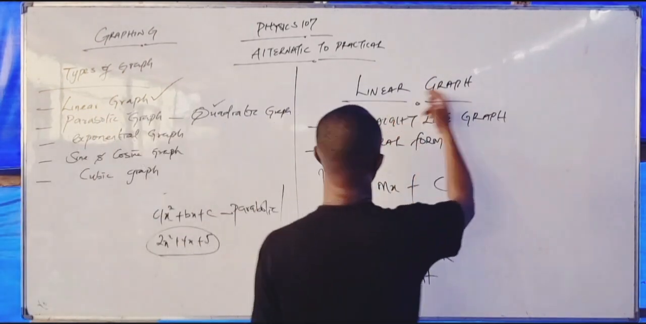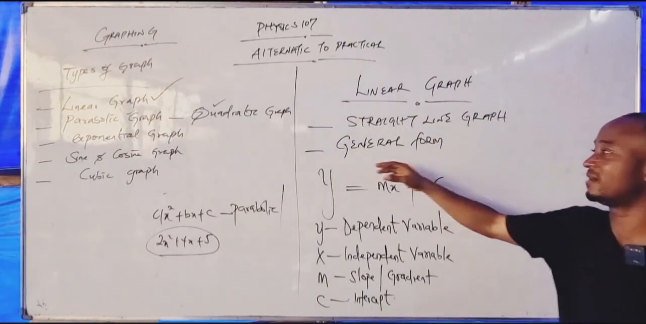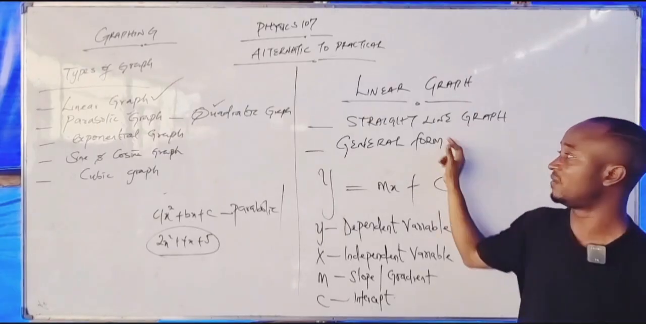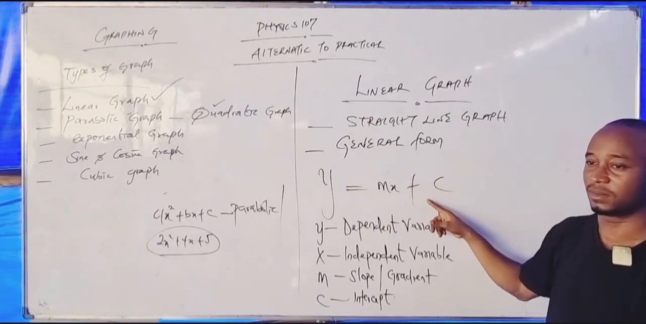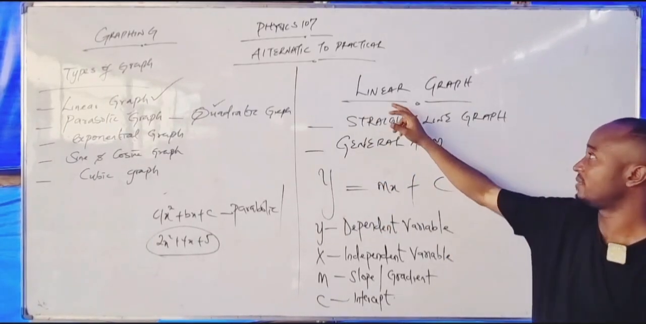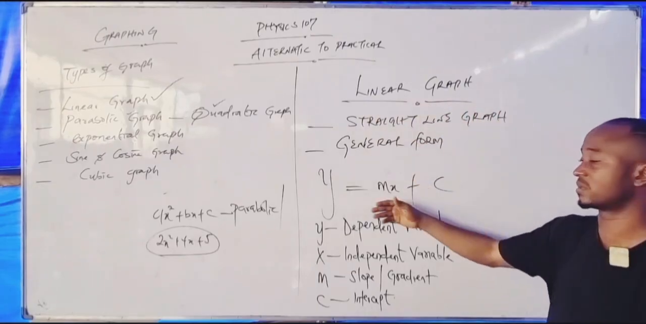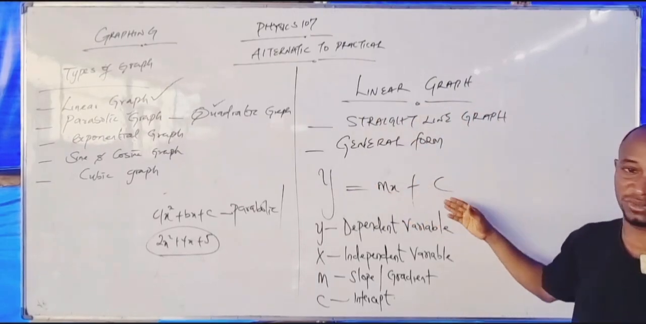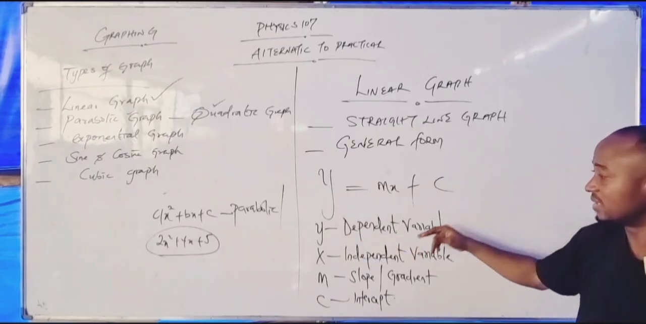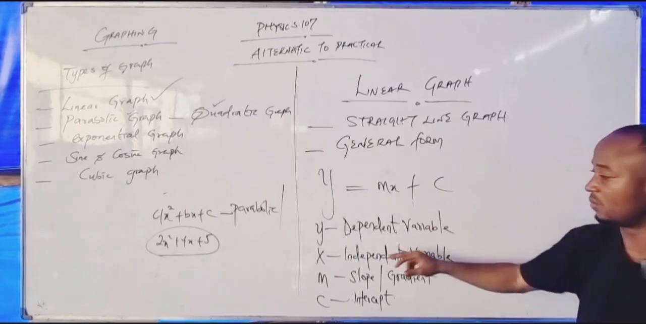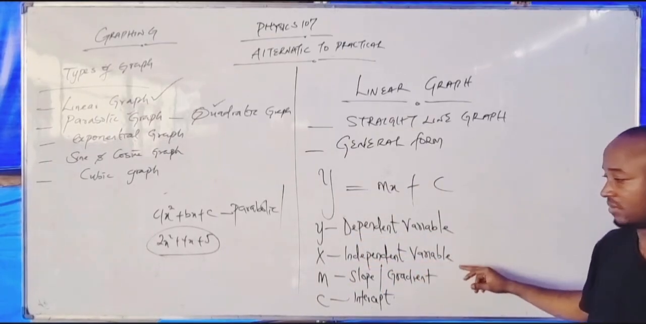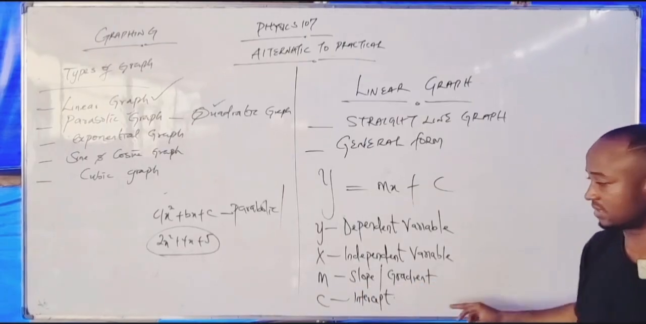Linear graphs are straight line graphs with a general form. I started by defining the linear graph as a straight line graph. They have the general form y equals mx plus c, where y represents the dependent variable, x the independent variable, m the slope or gradient, and c the intercept.